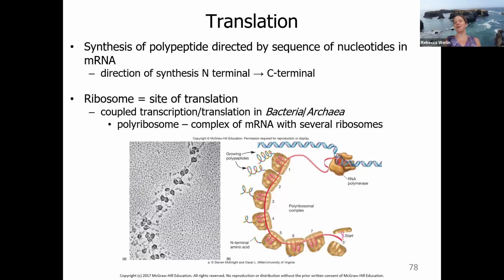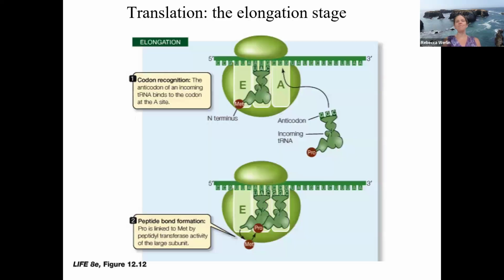And you can see up at the top near the 3' end of the actively transcribed transcript, you have the growing polypeptides that are getting bigger and bigger as those ribosomes move along the transcript. Eukaryotic cells, because transcription occurs in the nucleus and translation occurs in the cytoplasm, cannot do this.